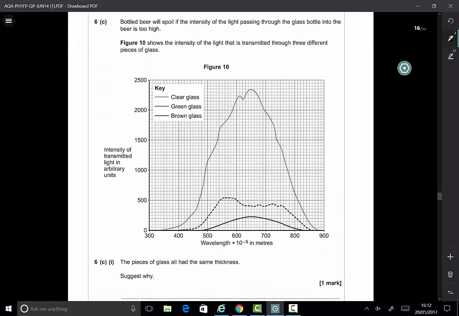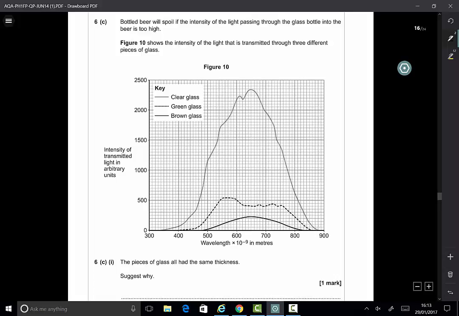Beer, because all teenagers are experts on bottled beer. It will spoil if the intensity of light passing through the glass bottle into the beer is too high. So if we want a nice bottle of beer, we need to stop light passing into the beer. Figure 10 shows the intensity of the light that's transmitted through 3 different pieces of glass. So we've got brown glass, green glass, and clear glass. Remember, this is showing the amount transmitted. We don't want it to be transmitted if we want our beer to stay good.